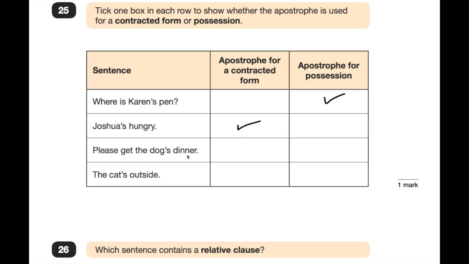Please get the dog's dinner. The dinner belongs to the dog, so it's possession. And the last one, the cat's outside. That's short for the cat is outside, therefore it's a contraction.